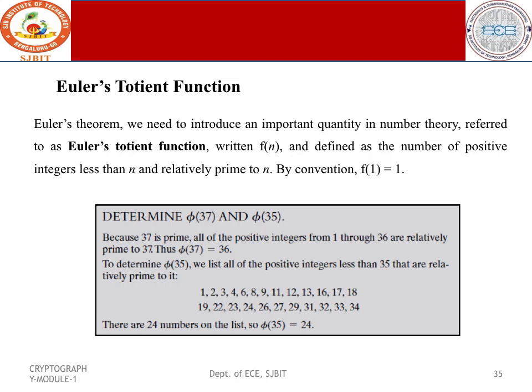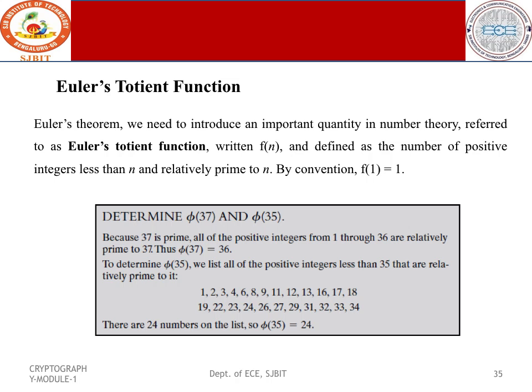Next is Euler's totient function, which is related to Euler's theorem. Here we need to introduce an important quantity in number theory referred to as Euler's totient function. This function, written as phi of n, is defined as the number of positive integers less than n and relatively prime to n. By convention, phi of 1 is equal to 1.